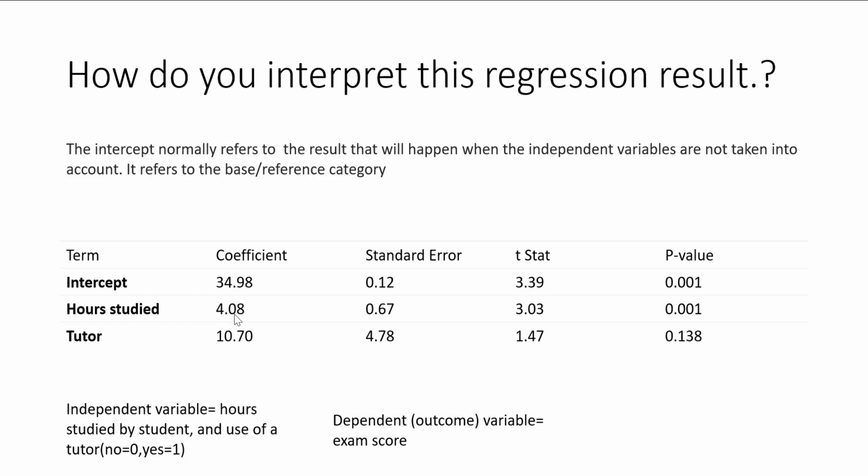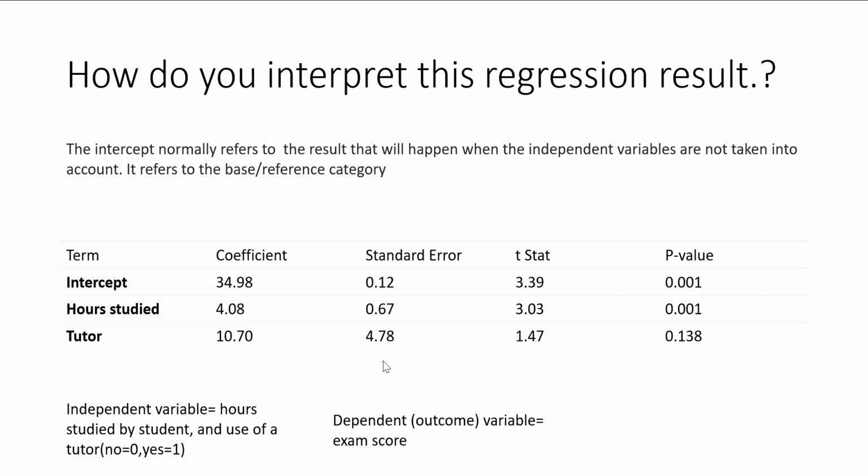Now, if you want to interpret the hours studied alone, you will say that on the average, for every 1 unit increase in the number of hours studied, the average score increases by 4.08 units, and this is statistically significant. So for every one extra hour studied, keeping the exposure to tutor constant, the result increases by 4.08.